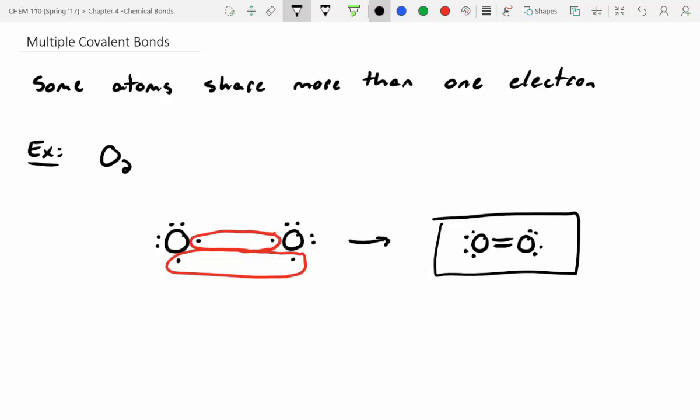Does that make sense? Or what was your question? That was saying, so it's a double bond? Yep, so in this case, you're exactly right. This would be referred to as a double bond.